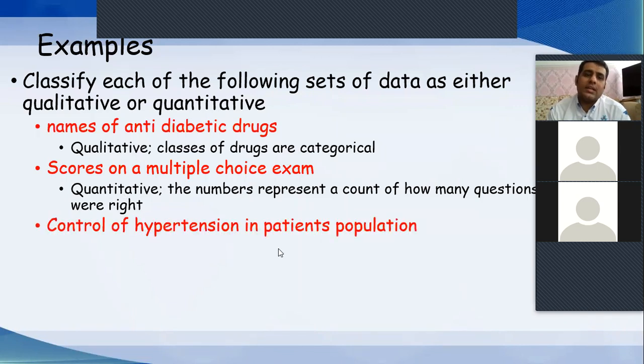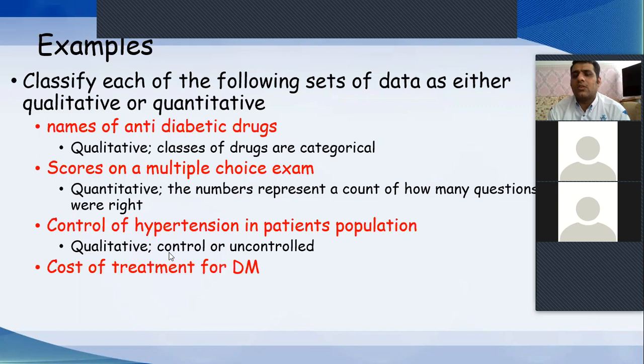Then control of hypertension in a patient population. What kind of data is it? Control of hypertension, it is controlled or not controlled. It is considered qualitative data. Qualitative data, controlled or uncontrolled.